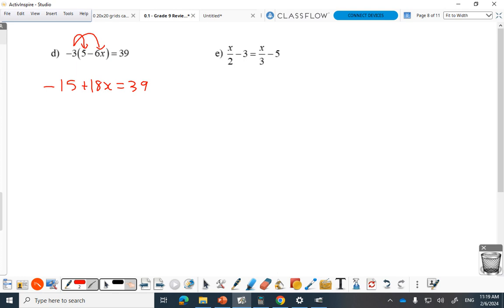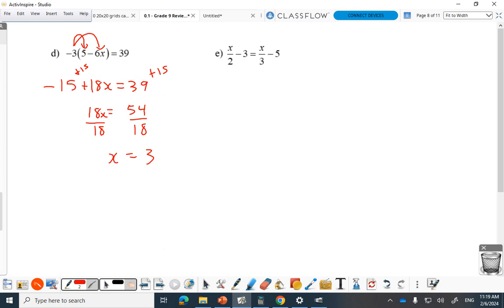So then, get rid of subtract 15 by adding 15. 18x equals 54. And then what's the opposite of multiplying by 18? Divide by 18. Most people like this. Divide both sides by 18 because it looks really neat. And I get x equals 3. Okay.